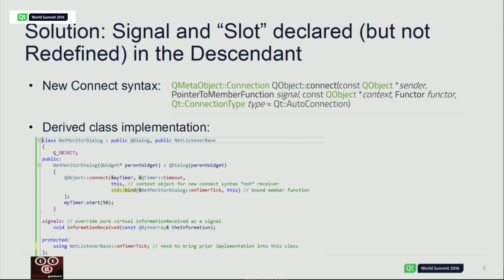So if we looked at the derived class implementation, it's going to derive from QDialog, because that's what we're making. It's going to derive from NetListenerBase, which is not a QObject, so we have no problems there. Any questions? And then in the connect call, instead of connecting directly to a slot, we're going to provide this as a context object, because again, by this time, since we're derived from QDialog, we are a QObject.